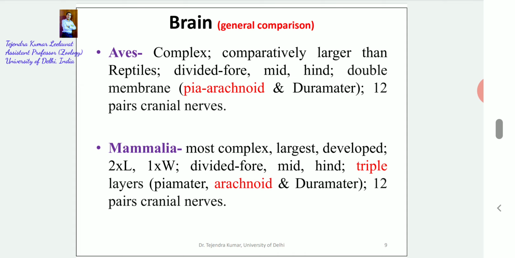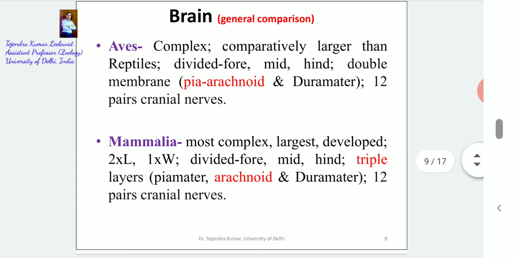And lastly mammalia. In case of mammals, the most complex type of brain is there, and that's why, as I told you, we are classified as the most intelligent animals. Why? Because they have a larger brain. So most complex, largest and well developed brain. Here length is 2 times higher than width, and divided into forebrain, midbrain, hindbrain.